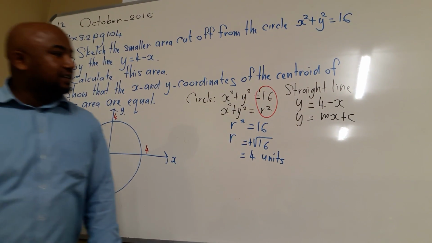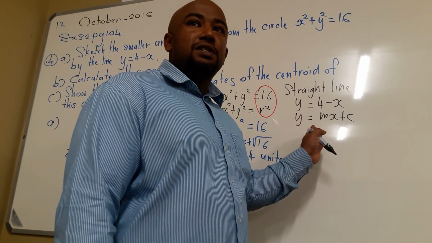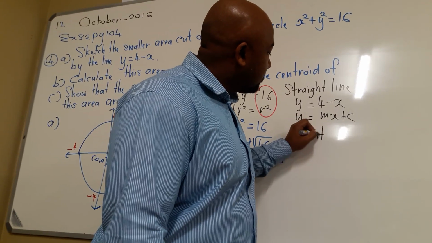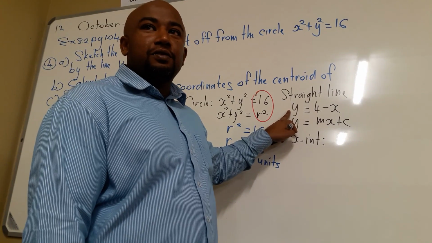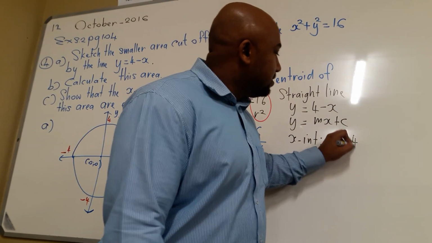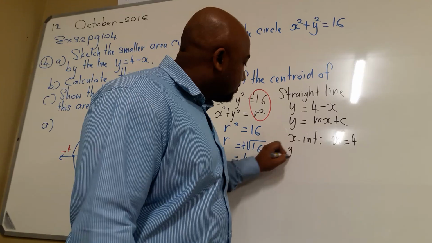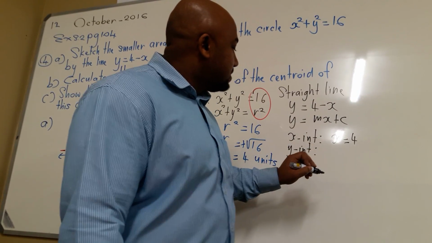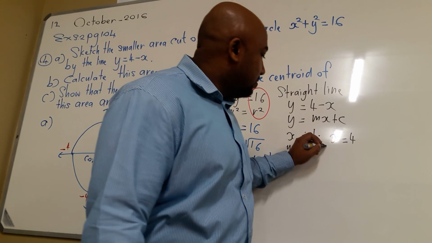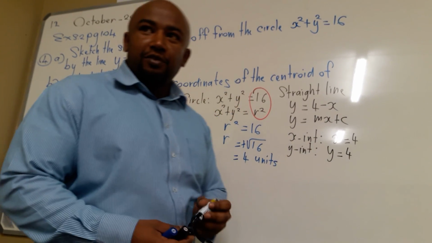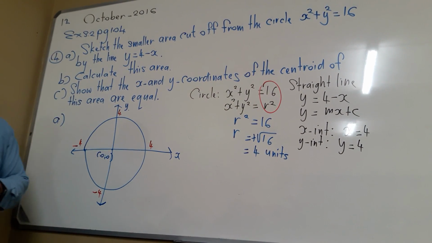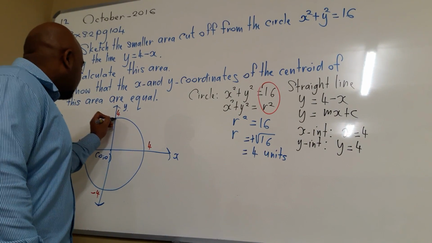What do we need to find here? X-intercepts and the y-intercept. So our x-intercept, if we let y equal to 0, so 0 is equal to 4 minus x, so therefore x is equal to 4. Your y-intercept, I'll let x equal to 0, so 4 minus 0, y is also equal to 4. Right, so we already have our points 4 and 4 there. Let's sketch our straight line.